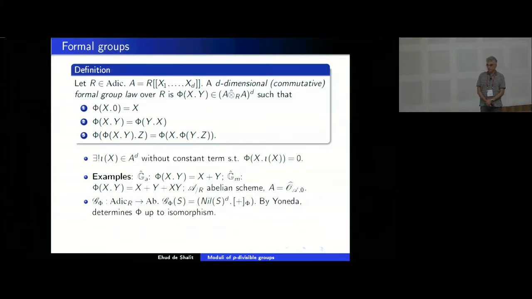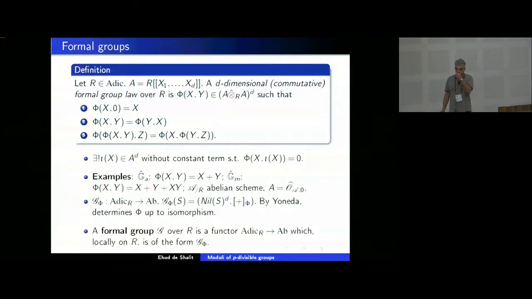And the Yoneda lemma, as always, tells us that this functor determines phi up to isomorphism, and we can now have an ad hoc definition of a formal group. Some people give a much fancier definition. If you look up the book by Messing or Grothendieck, they give you fancy definitions, but for us this will be good enough. A formal group G over R is a functor from adic over R to ab, which locally on R is of the form G phi. Of course, R can be spread out, need not be local, so maybe you cannot use the same coordinates everywhere, but locally Zariski on R, it should be a functor of this form.